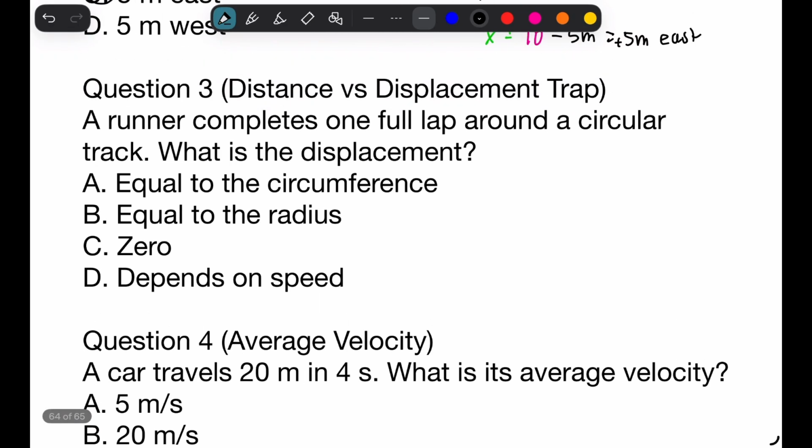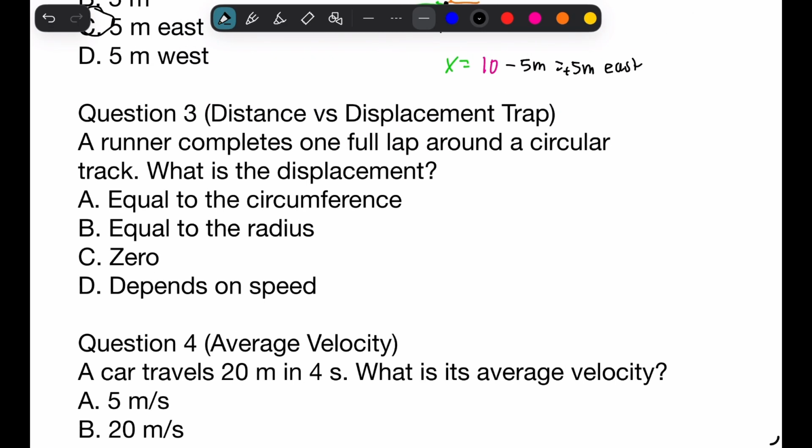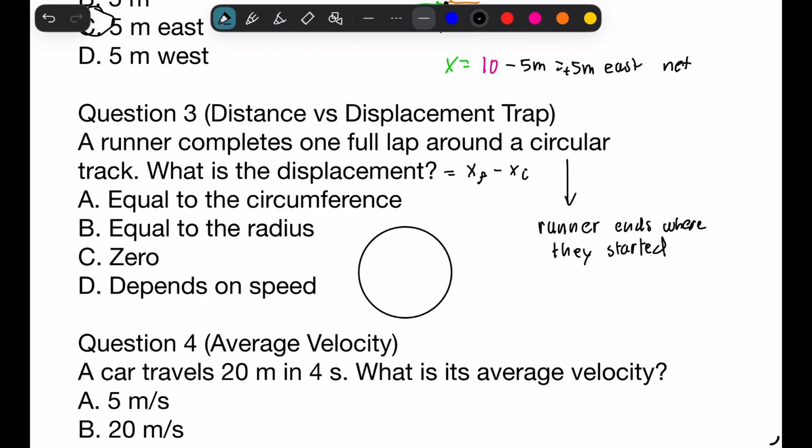Now, a runner completes 1 full lap around a circular track. What is the displacement of the runner? Well, again, displacement is equal to your final position minus your initial position. So if you run 1 lap, that means that the runner is going to end where it started at, where they began at, because the runner is going to just complete 1 full lap at the exact position that it started at.